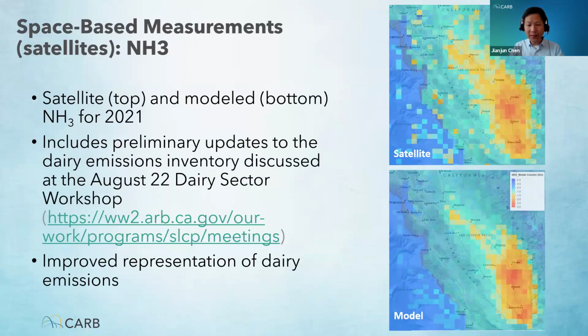This slide shows similar satellite observations and model output for the year 2021. For this modeling, we incorporated preliminary updates to the dairy ammonia emission inventory, which were discussed at the August 22nd Dairy Sector Workshop. Following this update, the 2021 modeled ammonia concentrations align much better with satellite observations and better represent peak ammonia levels in the Central Valley. Next slide, please.